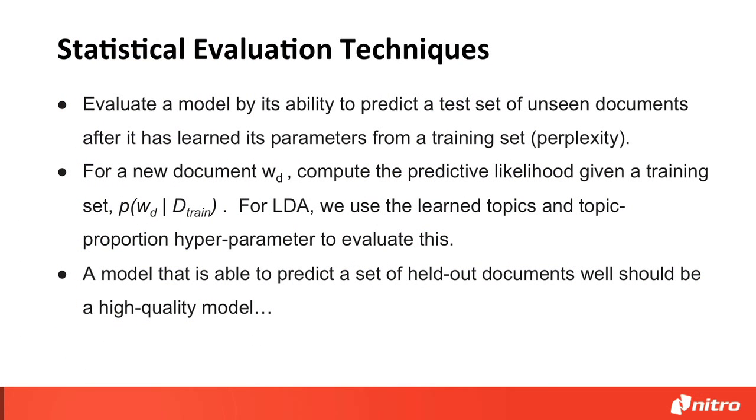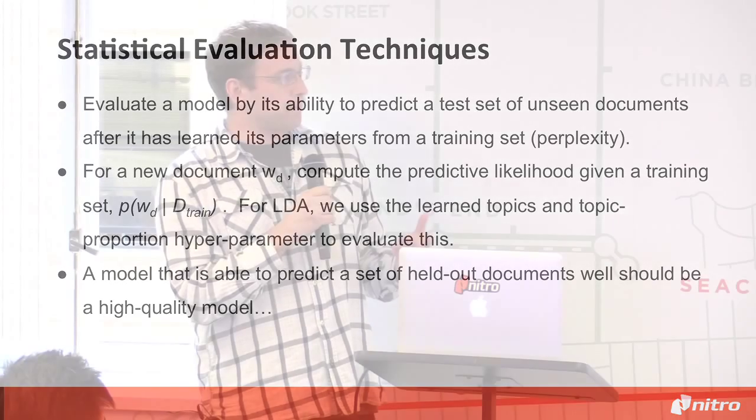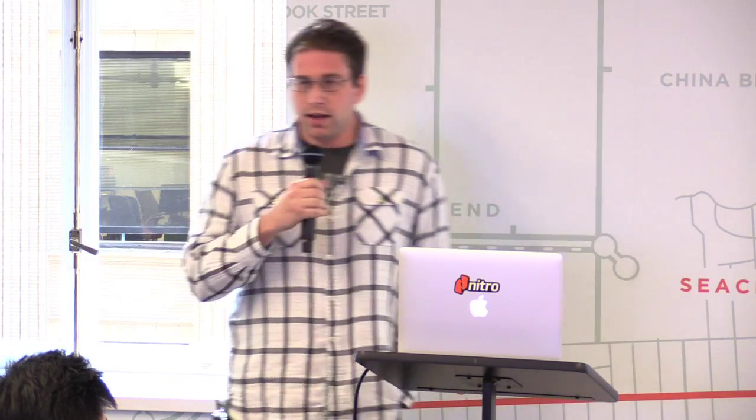Early on, people had been using statistical evaluation techniques. Basically, they got their corpus and divided it into a training set and a test set. They trained their LDA model on the training set, and then computed the predictive likelihood on the test set given the parameters that were learned in the training set. The idea being that a model that is able to predict a set of held out documents well would be a high quality model, and vice versa.